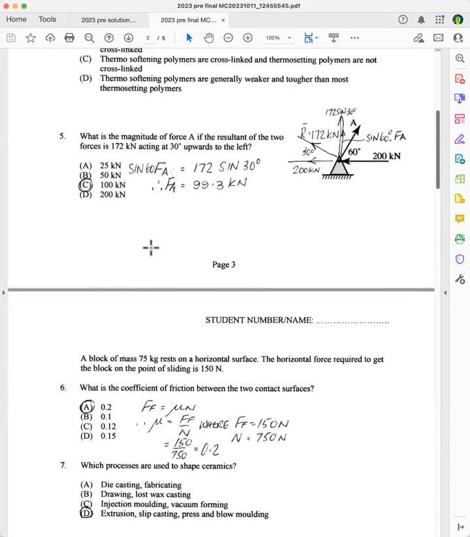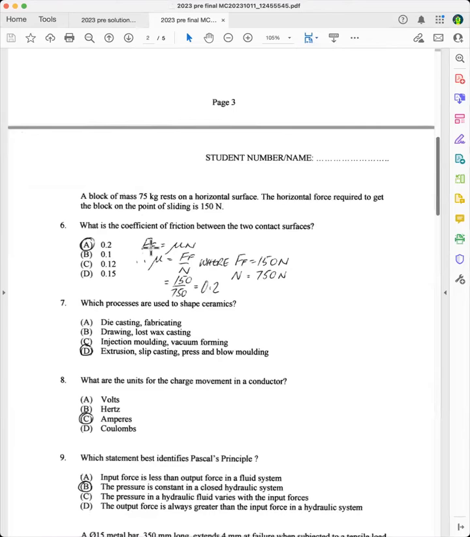in this multiple choice. Question 6, a block of mass 75 kilograms rests on a horizontal surface. The horizontal force required to get the block on the point of sliding is 150 newtons, sorry. What's the coefficient of friction between the 2 contact surfaces? So you write down your formula, which has been given to you on your formula sheet. So force of friction equals mu N. We've got to find the coefficient of friction. And so that equals force of friction over the normal.